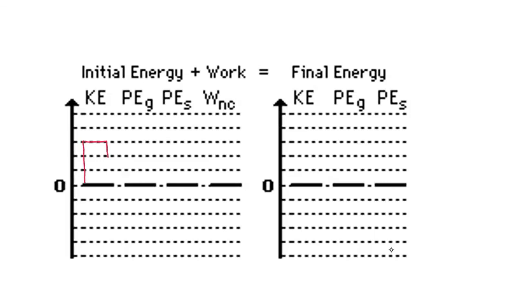Now let's see the energy chart. Initially there's kinetic energy. This is not drawn to scale; let's assume it's just 3 units. The initial gravitational and spring potential energy is just 0. Work by non-conservative forces is negative, and let's assume it's just 1 negative unit. There's no final kinetic energy. Potential energy is 3 minus 1, because the initial energy of the system should be equal to the final energy.